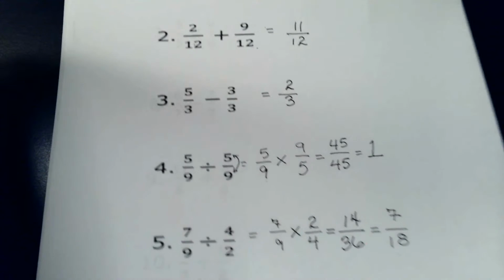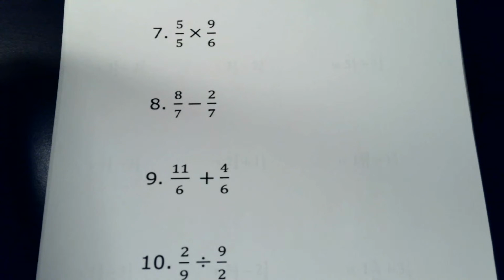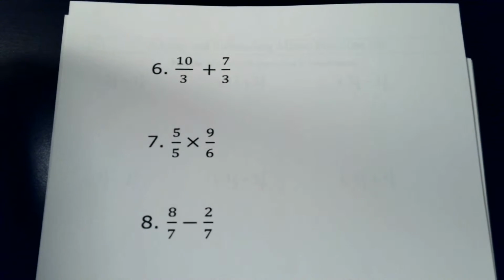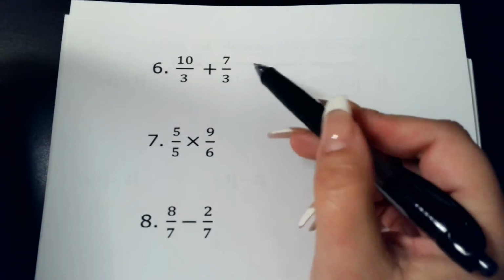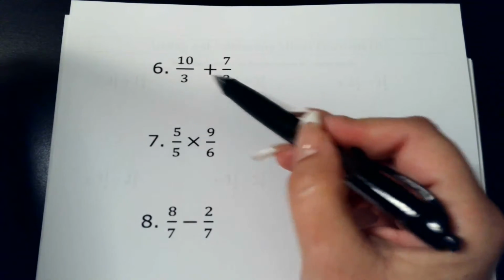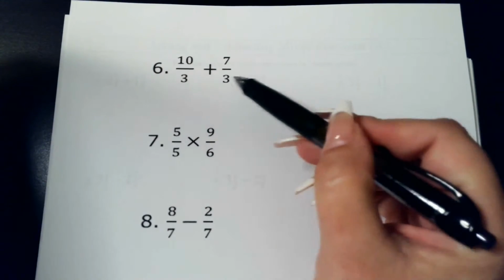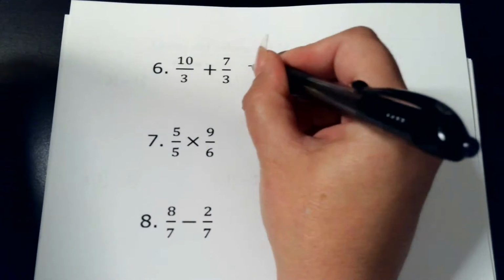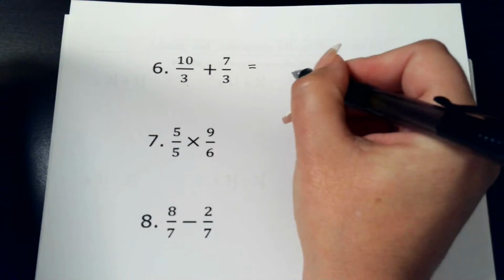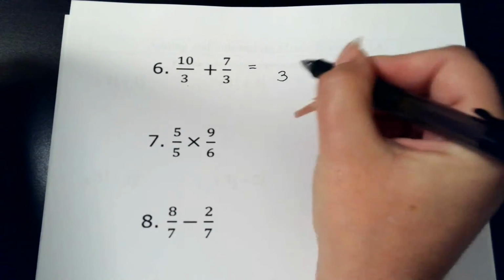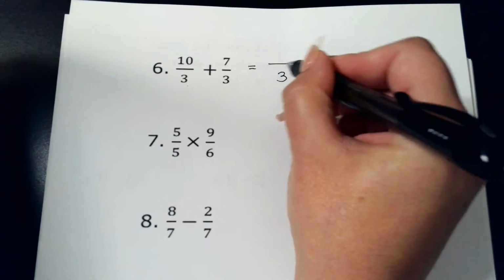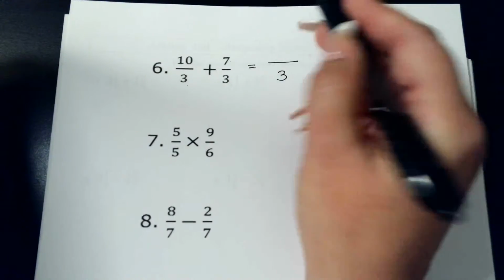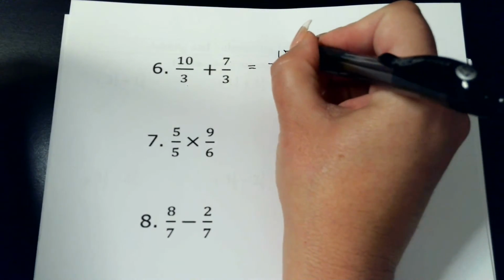All right. As we move along to number 6, it is again an addition problem. Already we have a common denominator, so we don't need to change anything. In addition and subtraction, our denominators remain the same if they are alike, and that happens to be 3. Then we add the numerators. 10 plus 7 is 17.